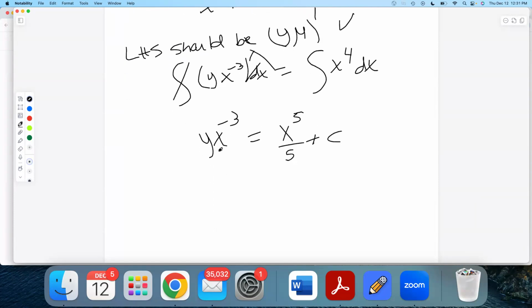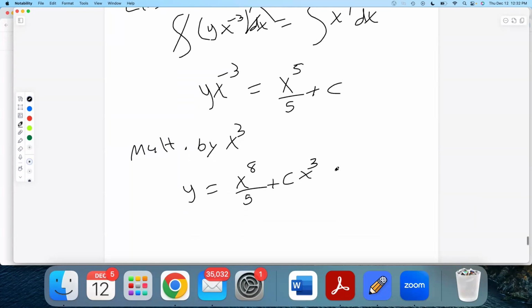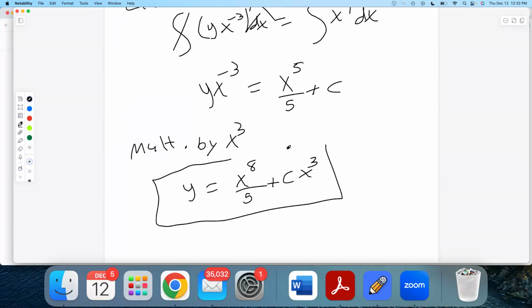Okay, now I don't want y times that. I want y. So I need to get rid of this guy. So I'm going to multiply by x to the positive 3. That's the same as dividing by this guy. Multiply both sides by that, and we will get cx cubed. Notice that if I tried to just wait until the end and tack on a plus c at the very end, my solution would have been wrong. You have to put the plus c right there.